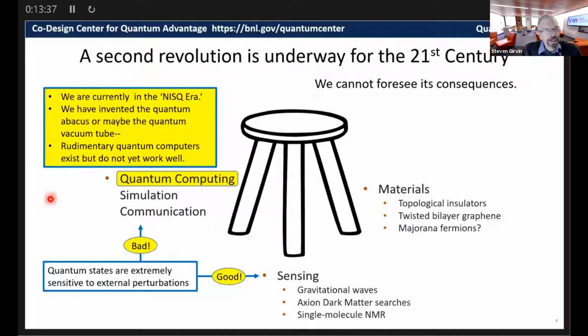So we're currently in this so-called noisy intermediate scale quantum era. We've invented the quantum abacus, or maybe the quantum vacuum tube, maybe the quantum transistor, and we're trying to build the first quantum integrated circuits. So there exist rudimentary quantum computers, very rudimentary, but they don't work very well yet. So you should think of us as being in the era of the 1940s, maybe, with multi-ton vacuum tube computers that didn't work very well.